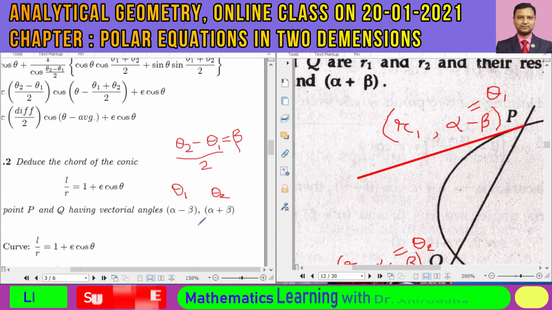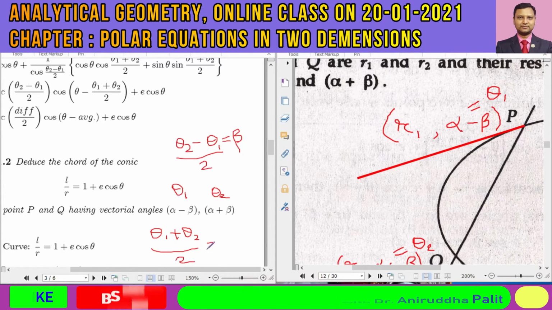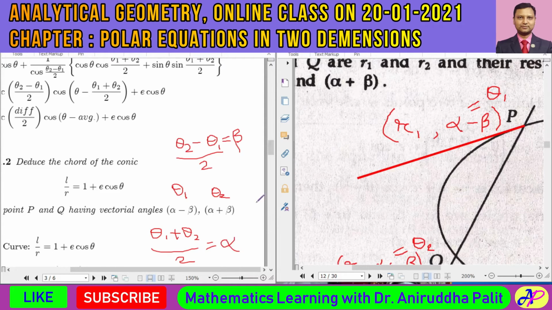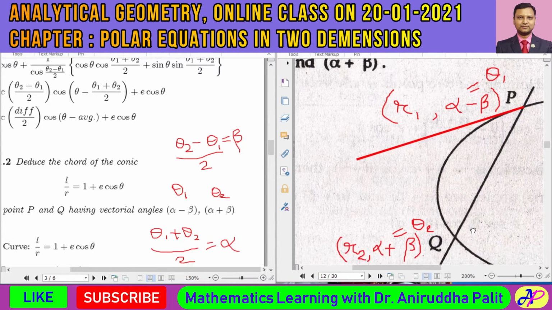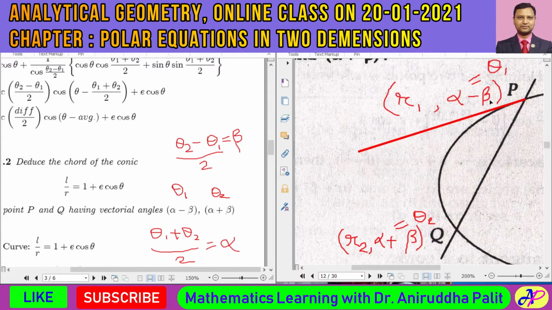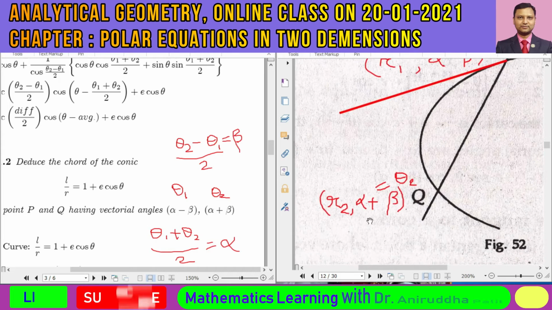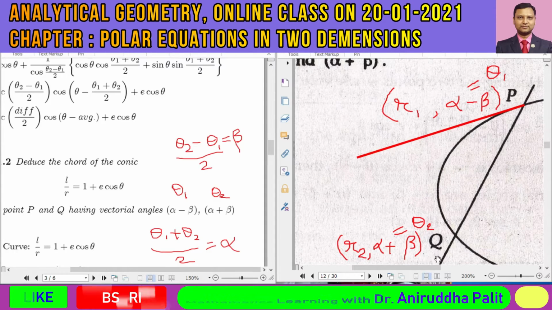And what is alpha? You see, if you compute theta 1 plus theta 2 divided by 2, the average value, that is nothing but alpha. So these two vectorial angles theta 1 and theta 2 can be considered as alpha minus beta, meaning average value minus difference by 2, and alpha plus beta, meaning this average value plus difference by 2. So the vectorial angles of P and Q can also be interpreted in this fashion.